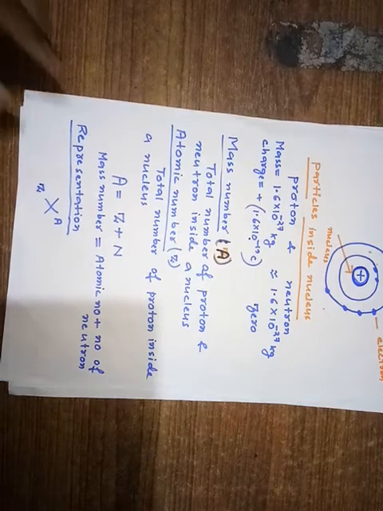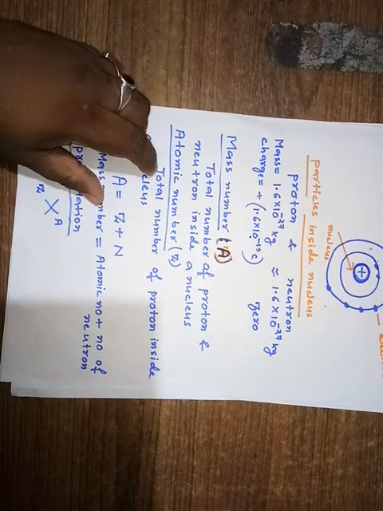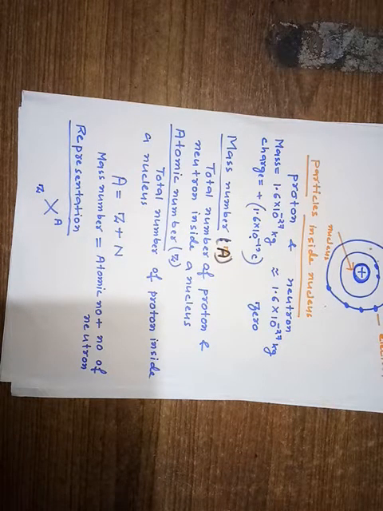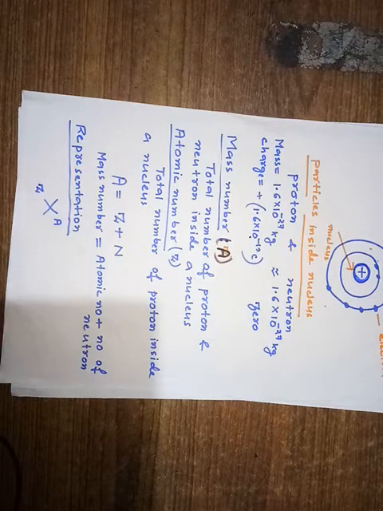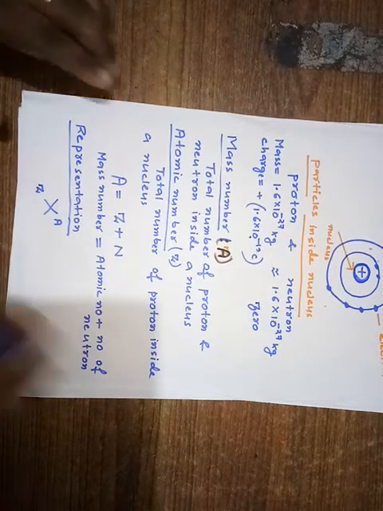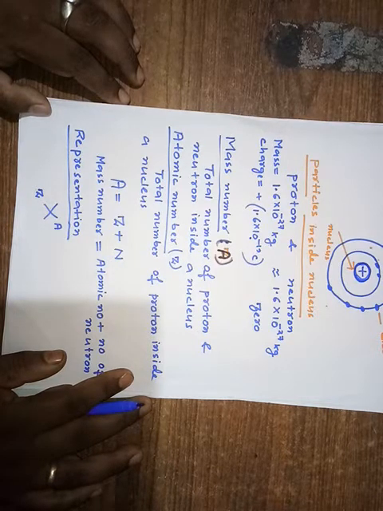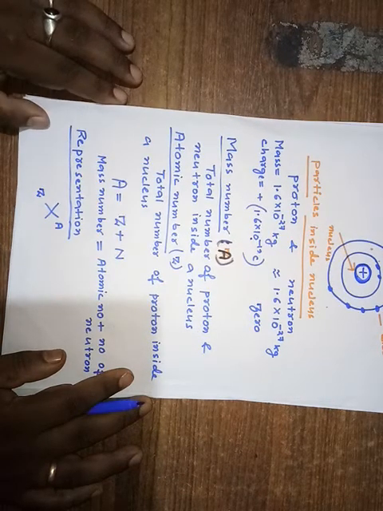Now in this chapter we are going to learn some new terms. What are they? They are mass number and atomic number, first of all. So what is the mass number of a nucleus? As we know, inside a nucleus we have two kinds of particles that are called proton and neutron. And mass number is nothing but the total number of that proton and neutron that we have inside the nucleus.